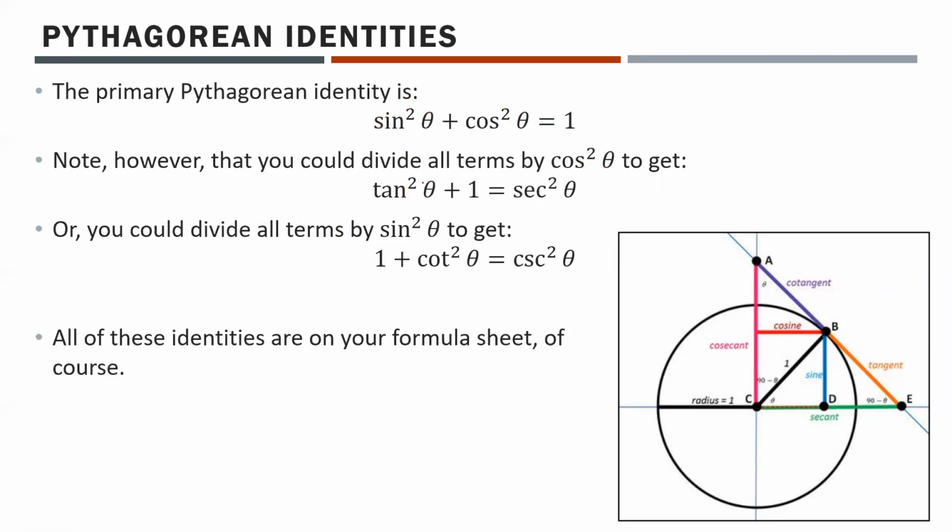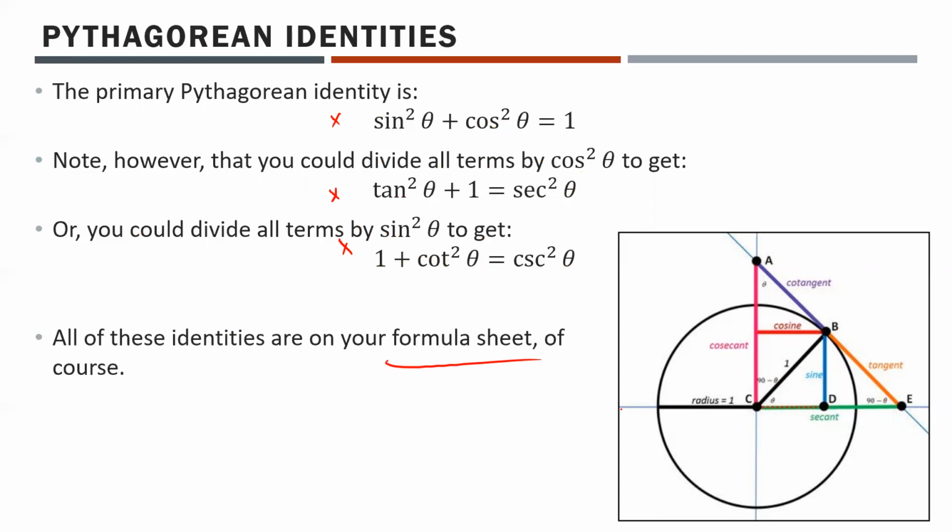So you'd have tan squared theta plus cos squared theta over cos squared theta is 1, equals 1 over cos squared. Well, 1 over cos is secant, so secant squared theta, right? Or if you divided them all by sine squared theta, likewise, you would have 1 for dividing these two pieces, plus cos squared over sine squared would be cotangent squared, equals 1 over sine squared, which is cosecant squared. So these are all of your Pythagorean identities, and they're all, of course, on your formula sheet.